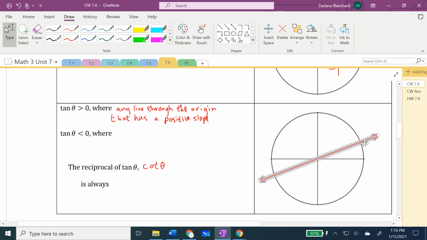Here's a line with a positive slope that goes through the origin, heading up from left to right. Which quadrants are the quadrants where slope is positive? Right, 1 and 3. So positive slopes 1 and 3, negative slopes are in the other two.